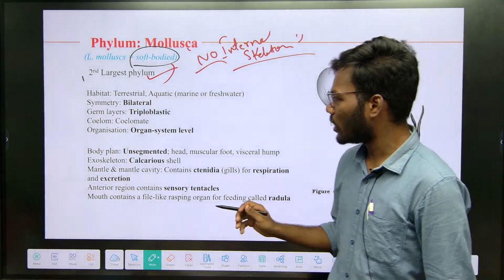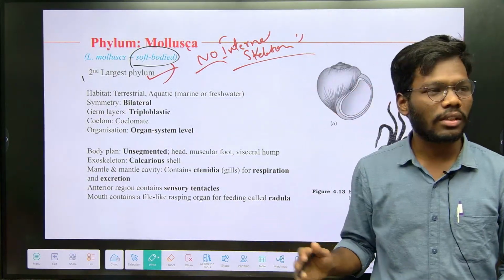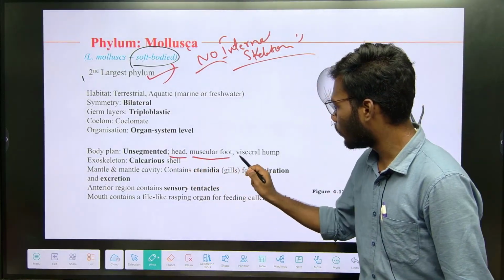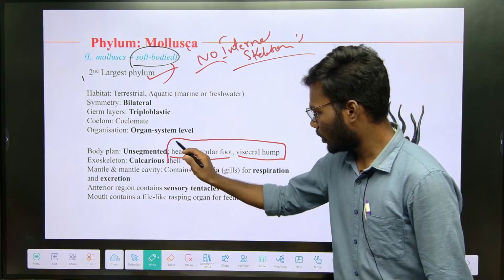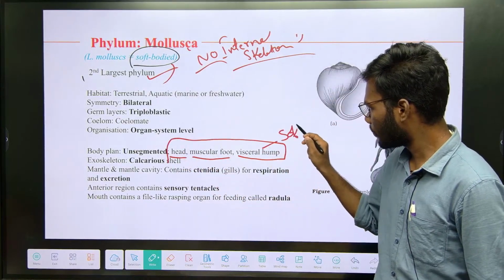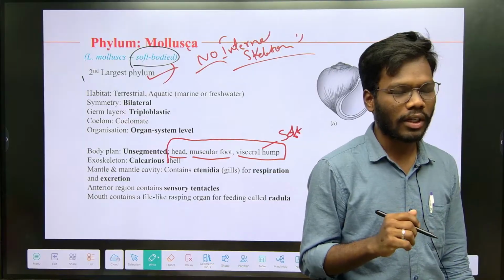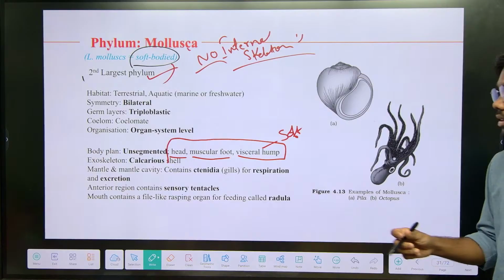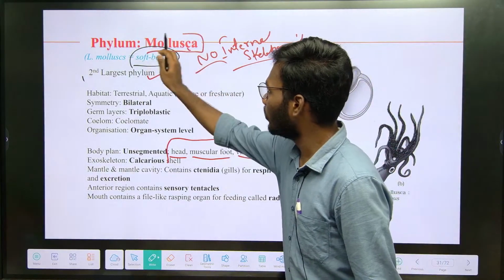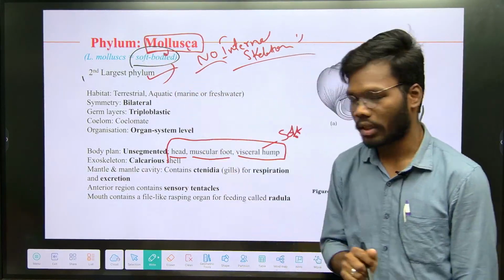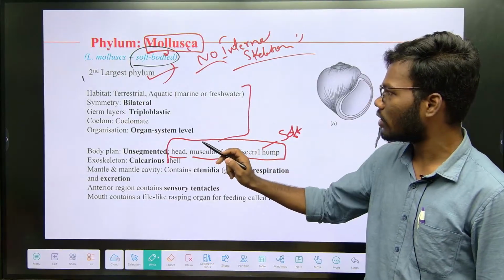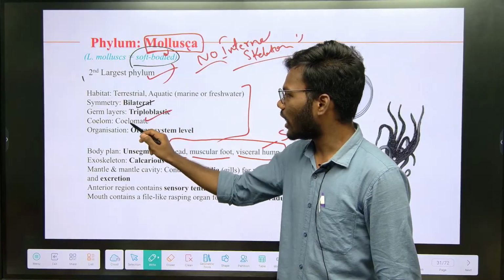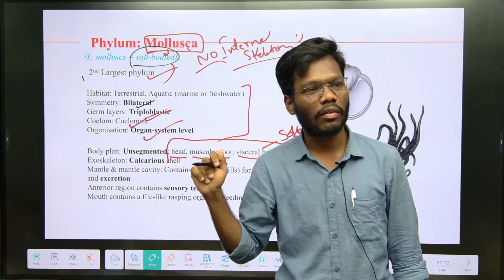Generally, if you see the molluscans, the body is divided into head, muscular foot, and visceral hump. So these are soft tissues. That's why the whole body is soft. So that's why these animals are called soft-bodied molluscans. Remember, these are the general terminologies. Molluscans have bilateral symmetry, and are triploblastic, coelomate animals with organ system level of organization.